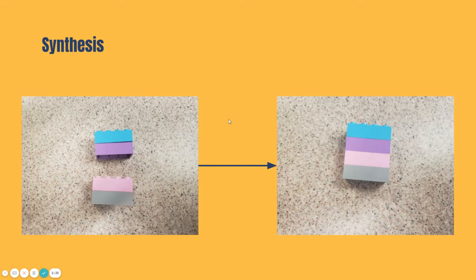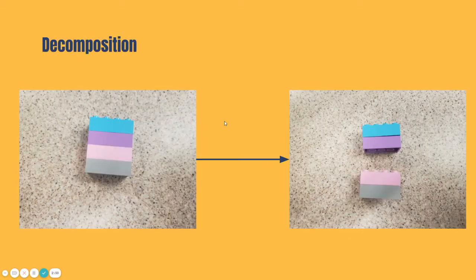Synthesis is where you take two things, two or more things actually, and combine them to make something new. So in this case, our two reactants are being combined to make this brand new product, which is different and new. Decomposition is the opposite of that. That's when you have something big like this and you break it apart into individual pieces. So synthesis and decomposition are kind of like opposites of each other.